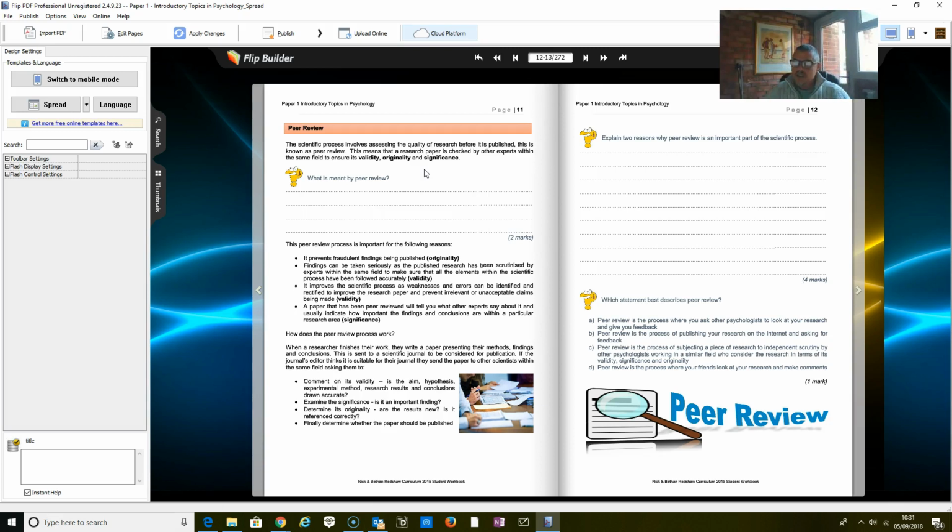Multiple choice question, because as you know from the first lesson, questions can be multiple choice. Which statement best describes the peer review? A, peer review is the process where you ask other psychologists to look at the research paper and give you feedback. B, peer review is the process of publishing your research on the internet and asking for feedback. C, peer review is the process of subjecting a piece of research to independent scrutiny by other psychologists working in a similar field who consider the research in terms of its validity, originality, and significance.